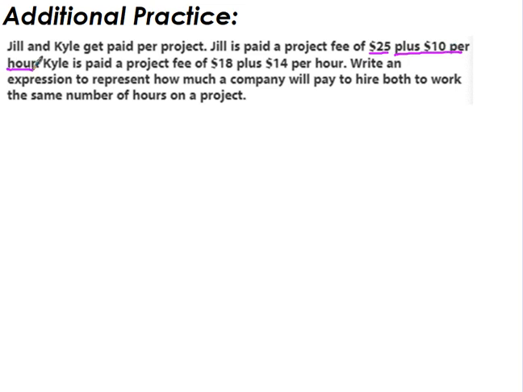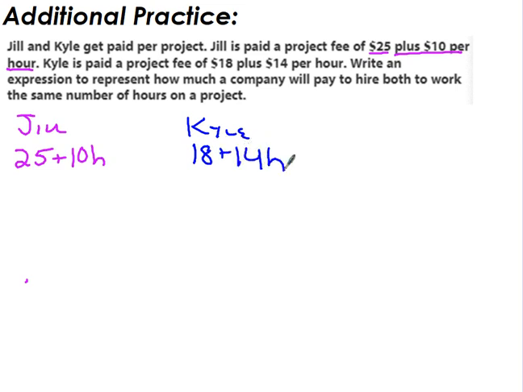So for Jill, I'm going to write that off to the side here. She knows she has $25 for the fee, plus $10 per hour. I'm going to write that as H for hours. $10 per hour. That's when we do it as multiplication. That word per means multiply. Kyle, I'll do Kyle right here, is paid a project fee of $18 plus $14 per hour.